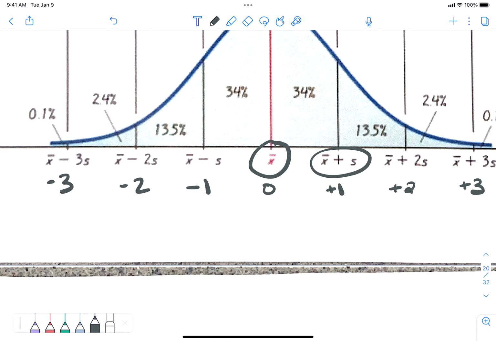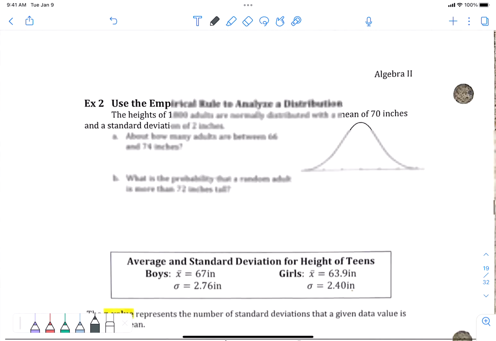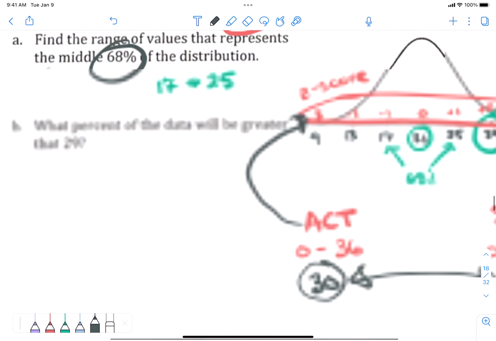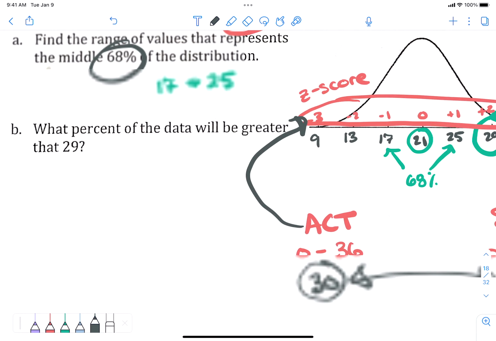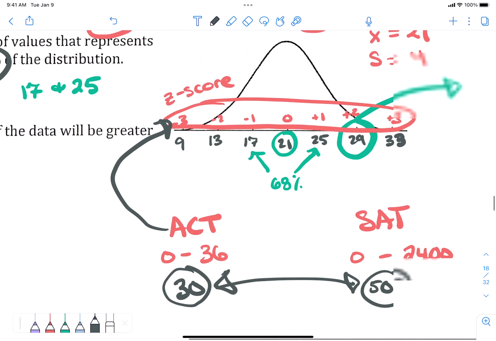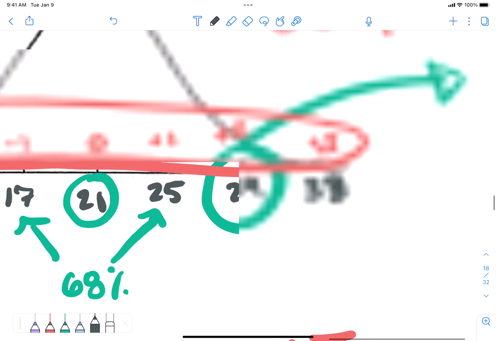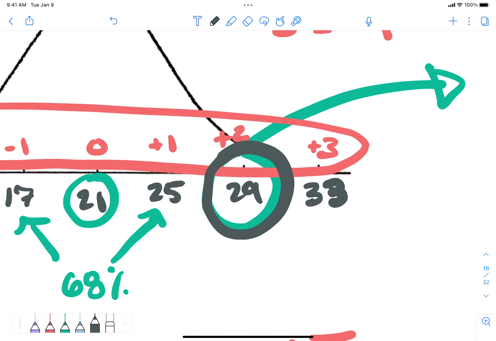Then on the other side, I have -1, -2, -3 over here, right? Do we see that? Okay, so let's go back up and answer that question. We have those labeled at the bottom there. So it's asking, on this question, what % of the data will be greater than 29? S stands for standard deviation, right? What % will be greater than 29? Now, 29 is at the +2 spot. Do you see that from the chart?